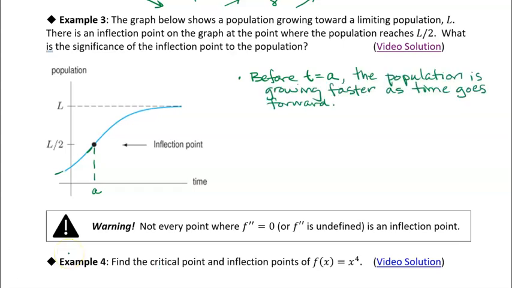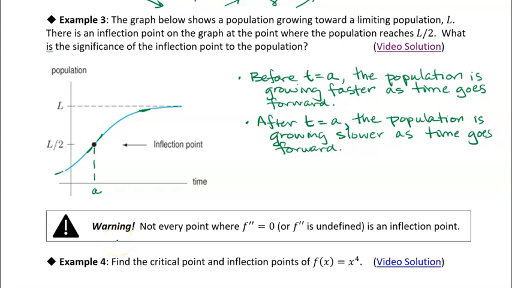All right, so then after time t equals a, let me write that down. After t equals a, now what's happening? So if I look at the slopes, right, it's a fairly steep slope here, and it's becoming more and more shallow, right? So the growth is slowing down, right? The population is growing slower as time goes forward.